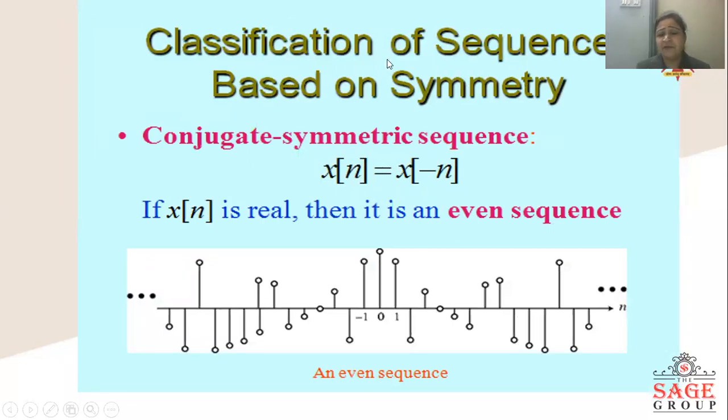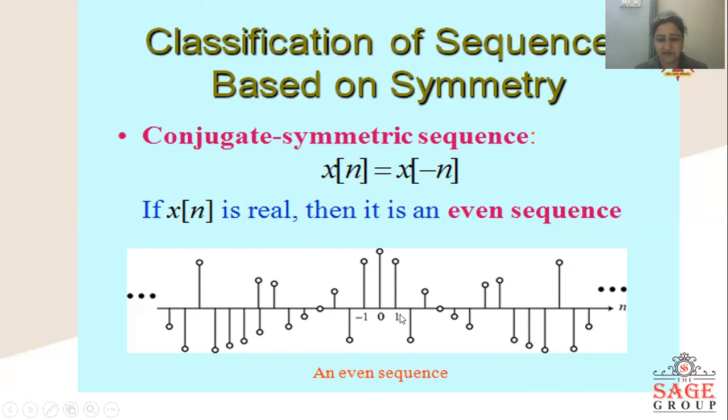Now, we will see the classification of sequence based on symmetry. Now, first is the symmetric sequence. Symmetric sequence means x[n] is equal to x of minus n. This means, say, if I am taking n is equal to 1, that means x of 1 is equal to x of minus 1. That means whatever value the signal takes at n is equal to 1, it will take the same value at n is equal to minus 1. That means the signal is symmetric with respect to n is equal to 0.